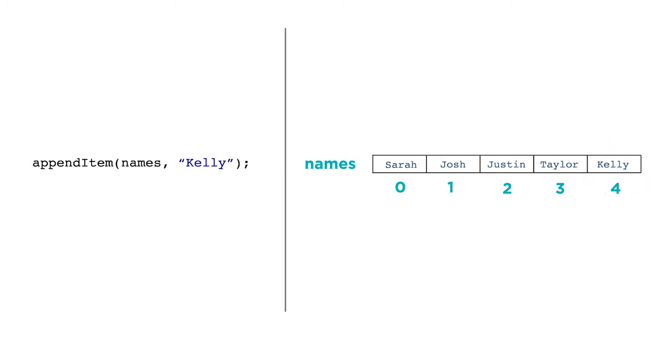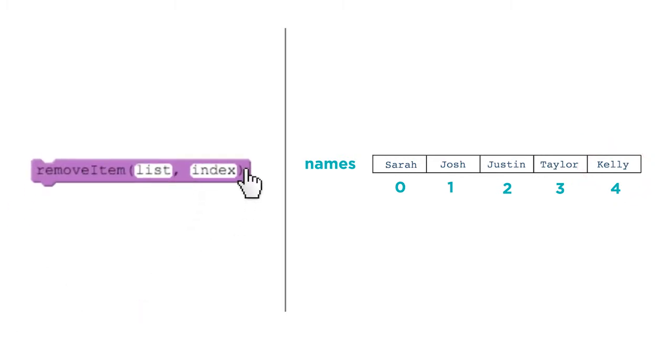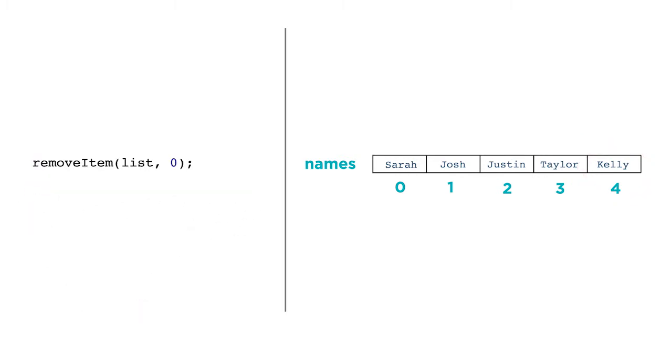To remove an item, you use, wait for it, the remove item function. If we want to remove Josh from the list of names, we'd need to know the index where Josh is stored, so we could do this. Remove item names 1. When you remove items, the whole list shrinks and it closes the gap of the item that was removed. Now our list has 4 items, indexed 0 through 3.